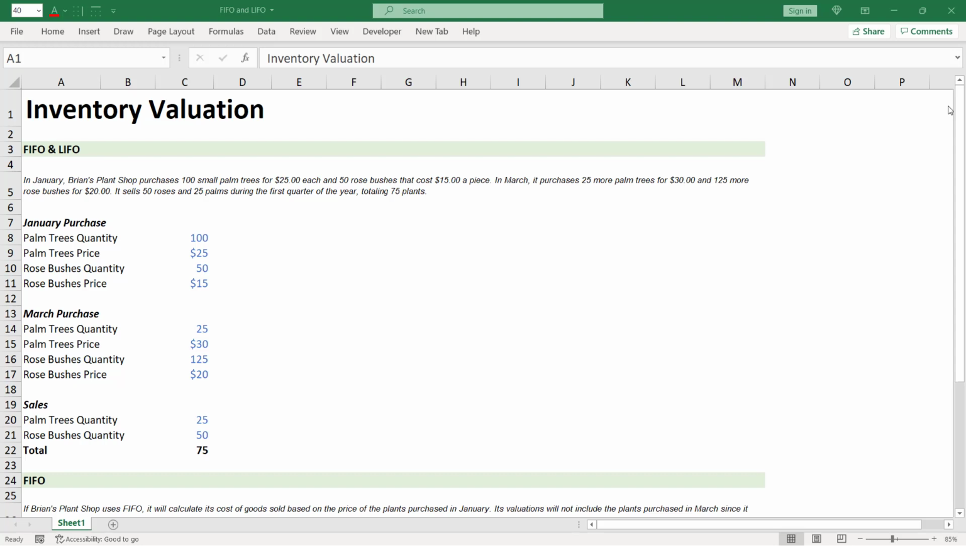Let's take a look at the example. In January, Brian's plant shop purchases 100 small palm trees for $25 each and 50 rose bushes that cost $15 a piece. In March, it purchases 25 more palm trees for $30 and 125 more rose bushes for $20. It sells 50 roses and 25 palms during the first quarter of the year, totaling 75 plants.